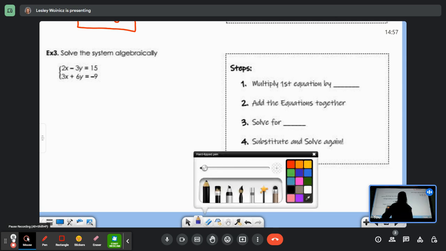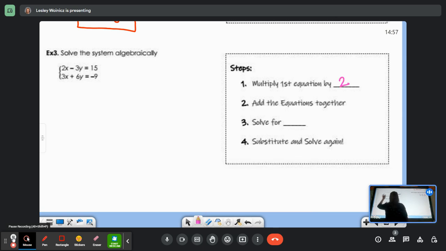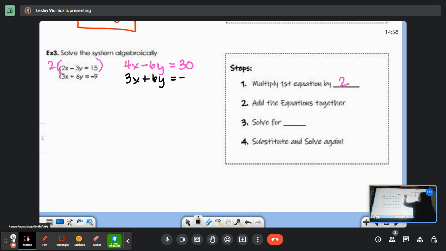We're going to multiply our first equation by 2. So I'm going to multiply both sides by 2. Remember, that's the multiplication property of equality. It's totally legal. We've been doing it since the beginning of the year. 4x minus 6y equals 30. Now I'm going to rewrite my equation 2 just so they're nice and neat and stacked. 3x plus 6y equals negative 9.